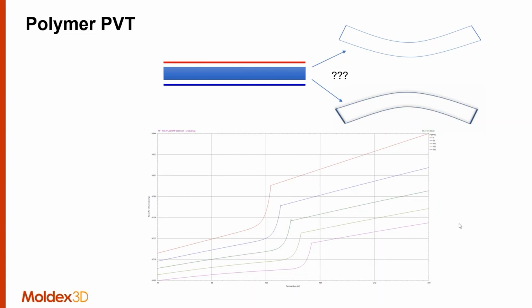Now we're talking about a differential temperature effect, so I'm going to isolate out the pressure effect. We're just going to be talking about temperature versus specific volume on the y-axis, and we'll just use this red curve as an example.